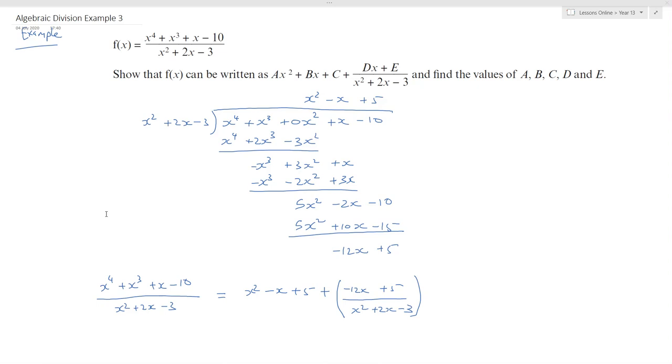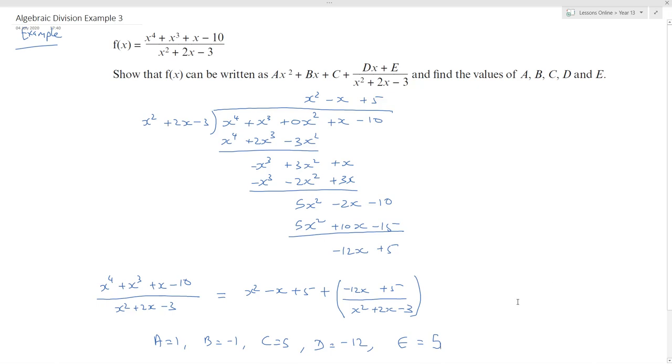So this means that a is equal to 1, b is equal to minus 1, c is equal to 5, d is equal to minus 12, and e is equal to 5. And that's job done. So 3 examples.